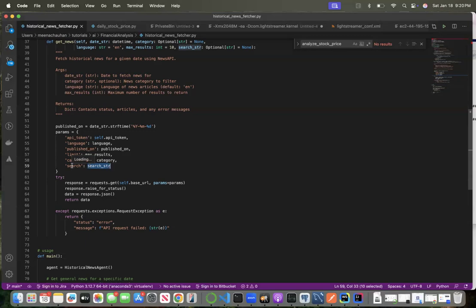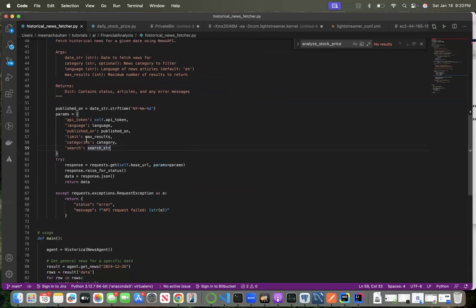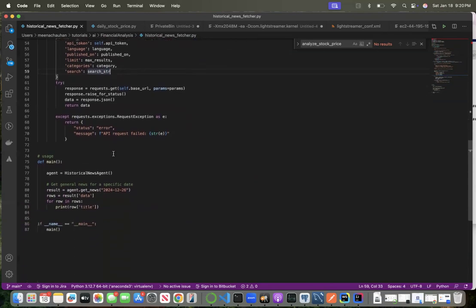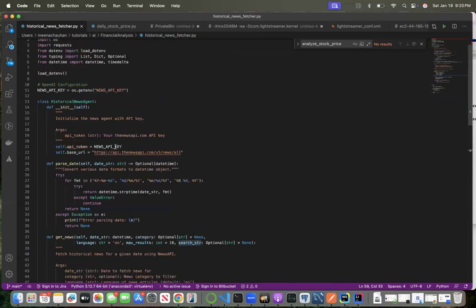There were 2 days that we were fetching the news: the day the price was the highest and the day the price was lowest. On both days, if there was any news specifically concerning that company, we will try to find that. So this is the only change in the historical price fetcher. If you want more details on this, please go to part 2 and go through the entire video.